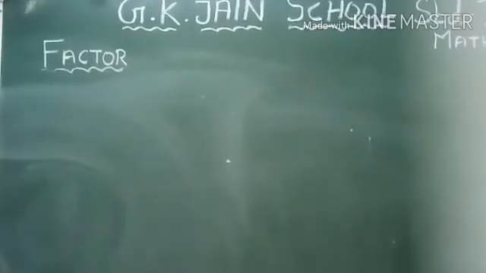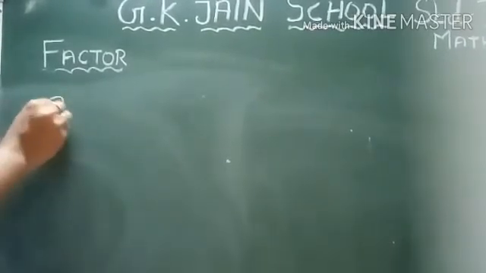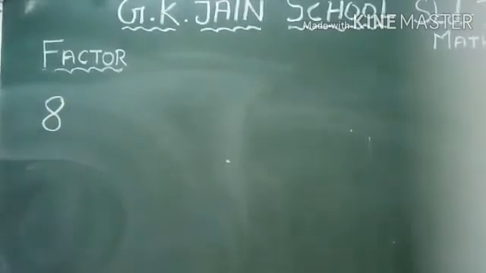So students, now we are going to find out the factors of 8. That means what are the possible ways to divide the whole number. Whenever we find the factors, we must know the tables. So we are going to start with the 2 table.